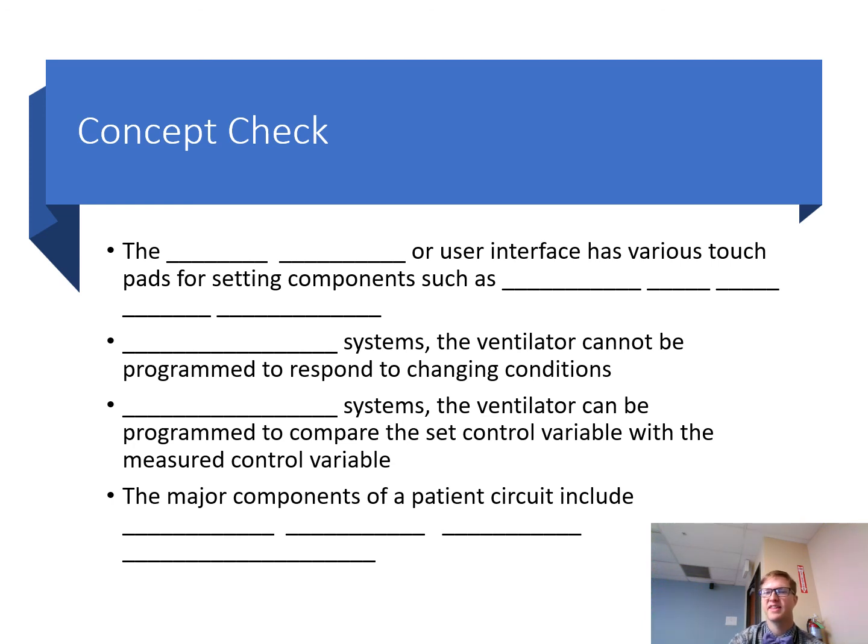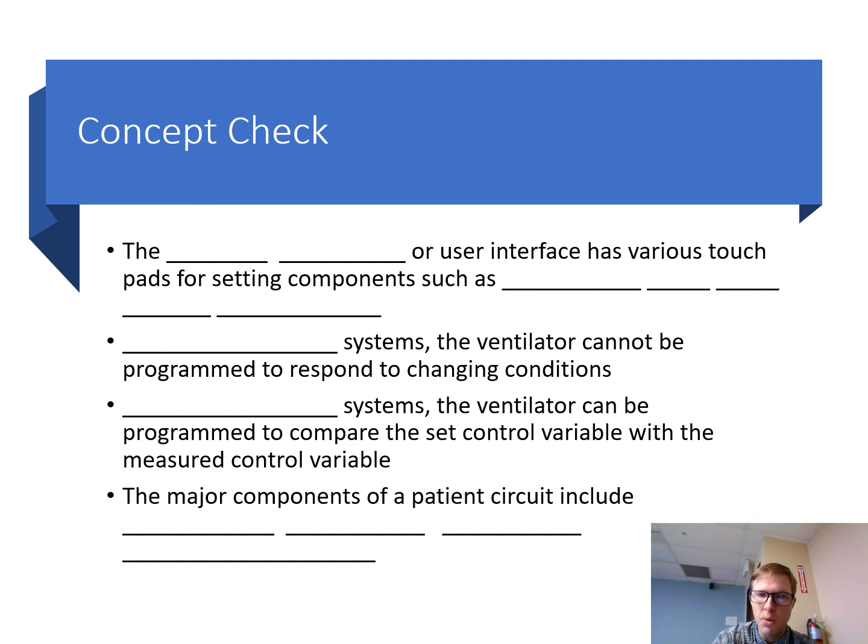So when we're looking at these concepts, I hope you're getting the big picture and trying not to get lost in the little things. Here are some brief things that we touched on. The control panel, also known as the user interface, has various touchpads or touch screens for setting components such as your tidal volume, the rate, your inspiratory time, alarms, even your FiO2. So the control panel controls a lot of stuff. This is the interface where you set your settings.